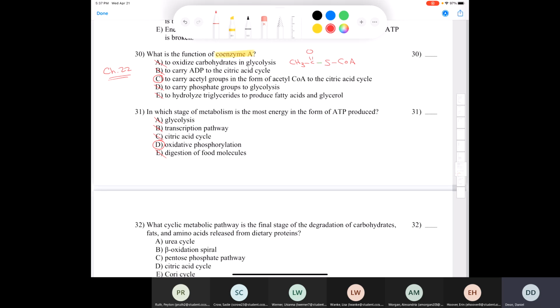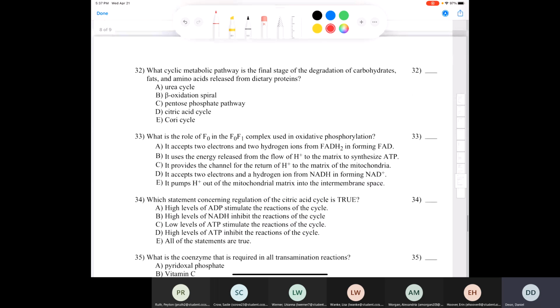All right, let's move on to question number 32. It says, what cyclic metabolic pathway is the final stage for the degradation of carbohydrates, fats, and amino acids released from dietary proteins? Well, this one is one where you just kind of have to know what it is. If it's a cyclic metabolic pathway, it's probably the citric acid cycle. This is where we take those intermediates from carbohydrates or fats or amino acids, and we put them into that citric acid cycle, and we extract energy from them in the form of ATP.